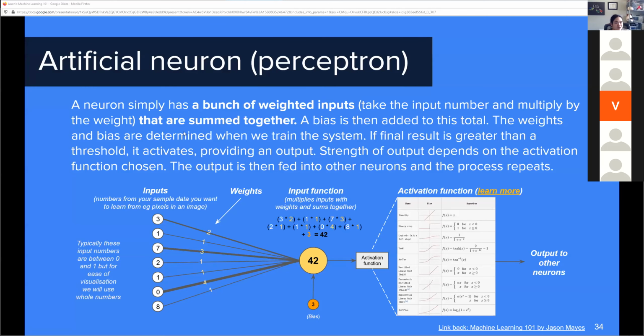Okay, so a neuron has a bunch of weighted inputs. Take the number and multiply by the weight, and those are summed together. A bias is then added to this total. The weights and biases are determined when we train the system. If the final result is greater than the threshold, it activates, providing an output. The strength of the output depends on the activation function chosen. The output is then fed into other neurons, and the process repeats.